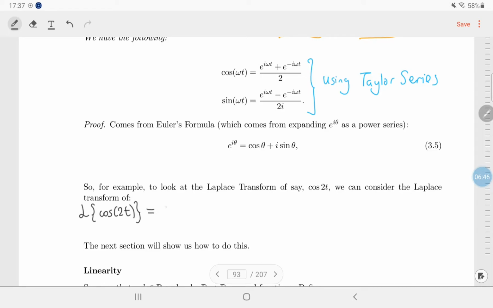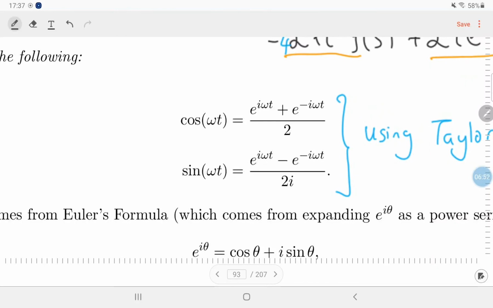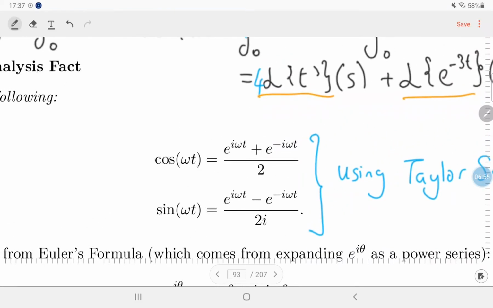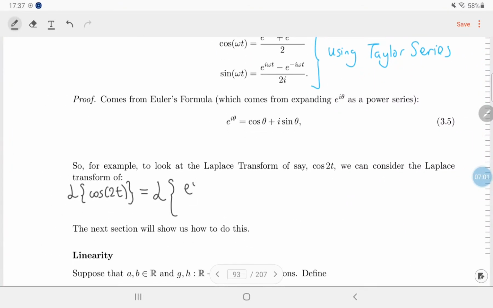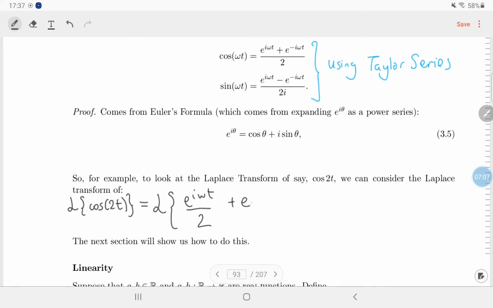So this is the Laplace transform of, now look at this thing, the cos omega t here. That's the first one divided by 2 plus the second. You can divide in the 2's. So we get e to the i omega t over 2 plus e to the minus i omega t over 2. Calculating the cos directly is very difficult, but I can write the cos as a sum of complex exponentials.